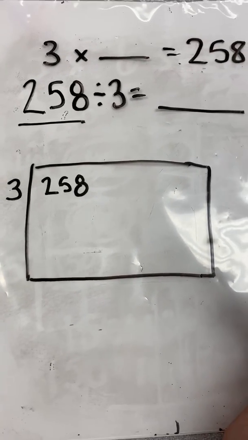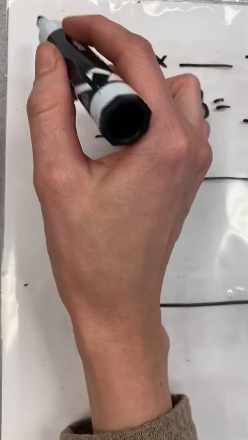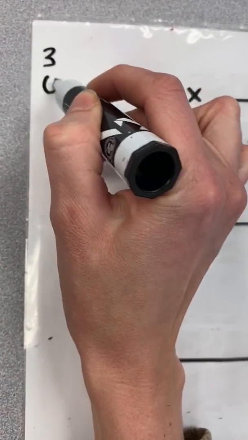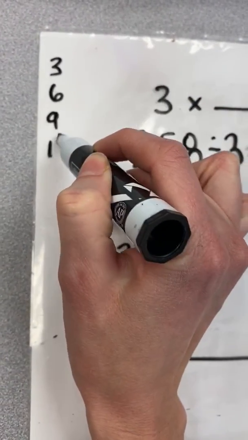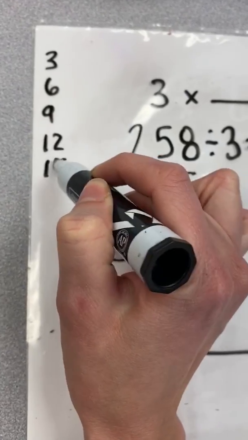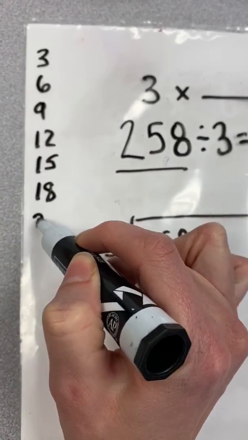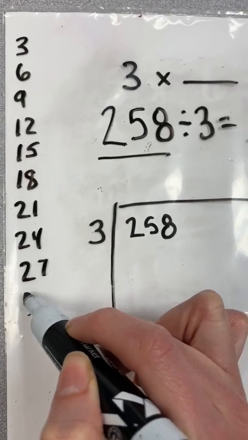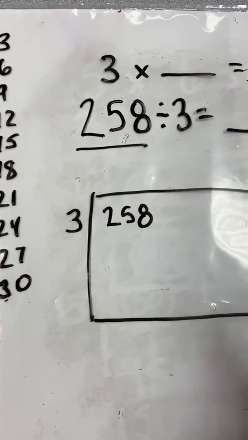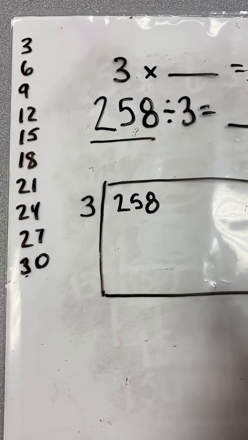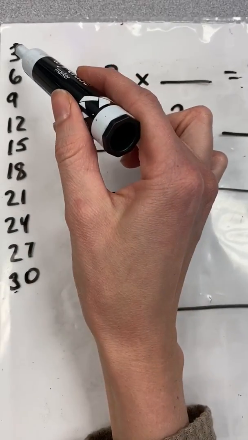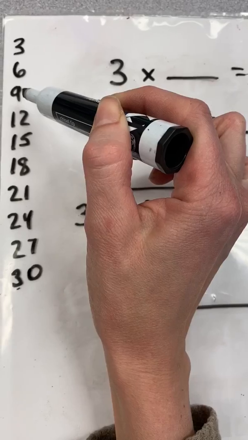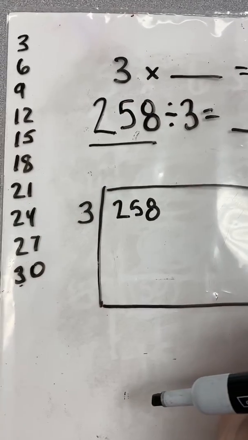A strategy we worked on in class is we came over to the side of our paper and we did some skip counting. And so that's something that you certainly can do to help. Okay, and then also we talked about how each one of these would be 1 group of 3, 2 groups of 3, 3 groups of 3, 4 groups of 3, and so on.